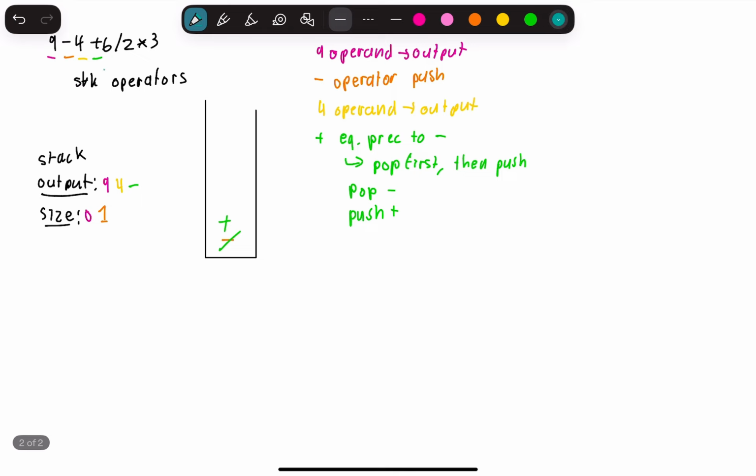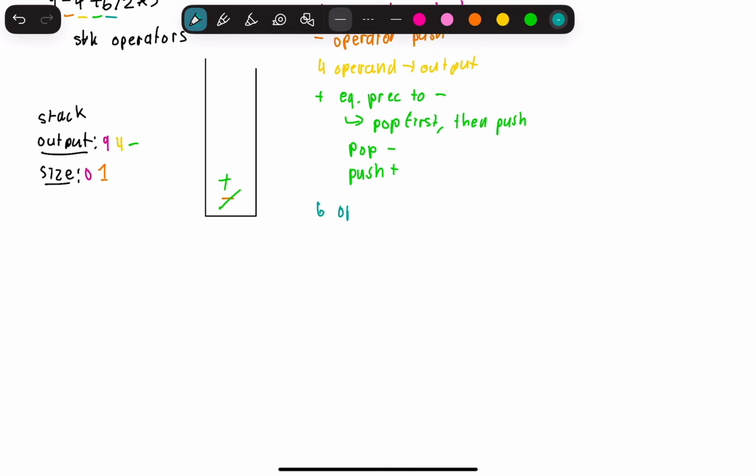Okay, after this now we have 6, right? So 6 is going to be an operand, and what do you do with an operand? Well, you put the operand into the output, not push it. You put it into the output. So 6 goes into the output, right there, and the size is still going to be 1 because we didn't add anything to the stack.